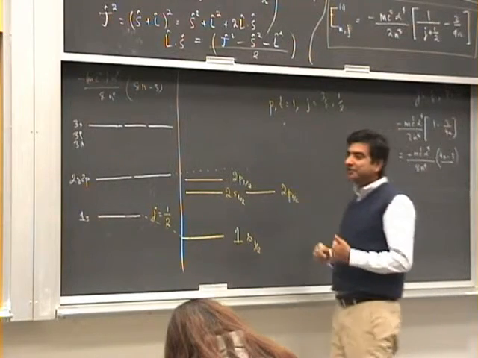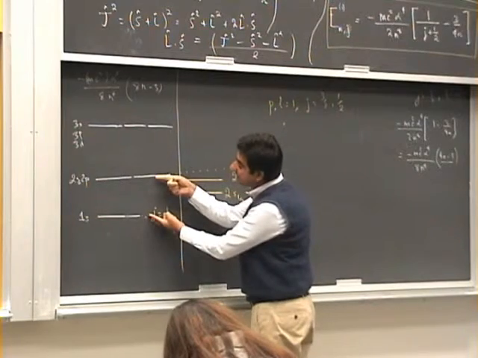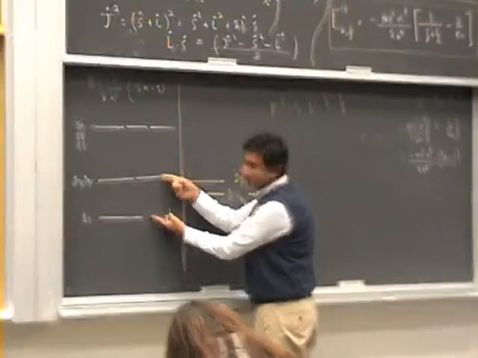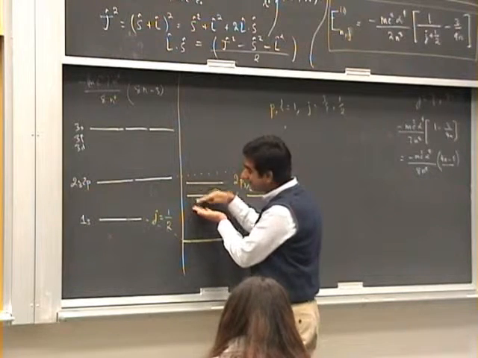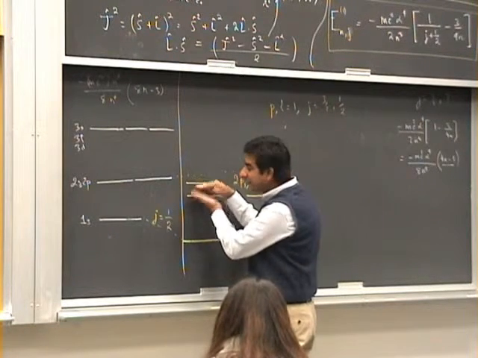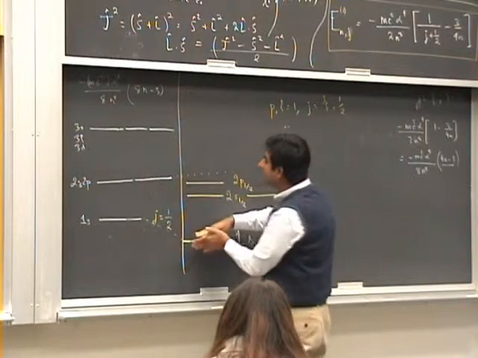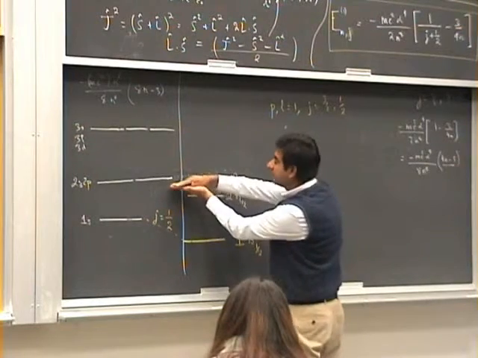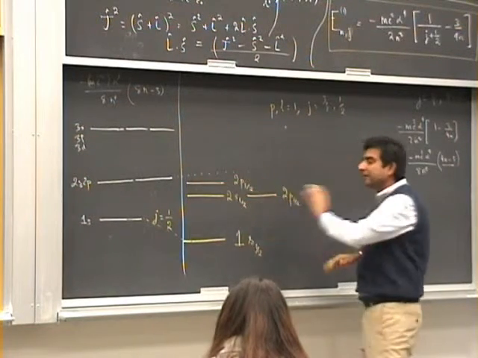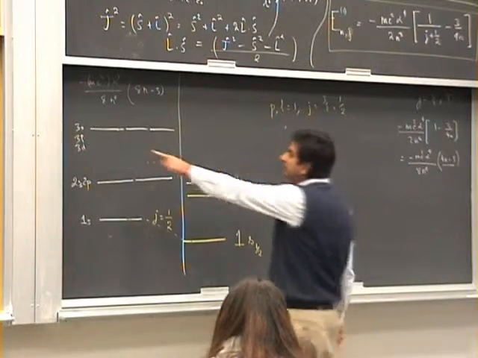So once the fine structure interaction is taken into account, remember that these energy splittings are of the order of electron volts. These energy splittings are of the order of micro electron volts. So I'm exaggerating this energy splitting here. These are a million times smaller than these splittings. So when I apply the fine structure perturbation, the degeneracy is lifted, and this is the new energy manifold that appears.